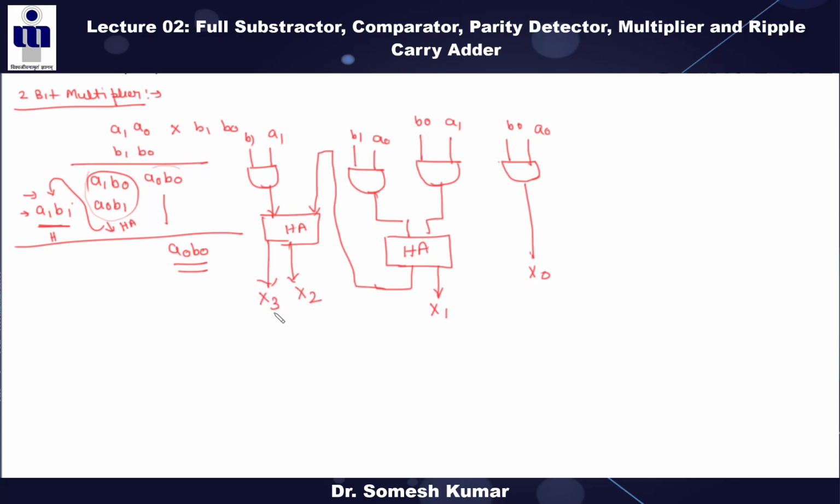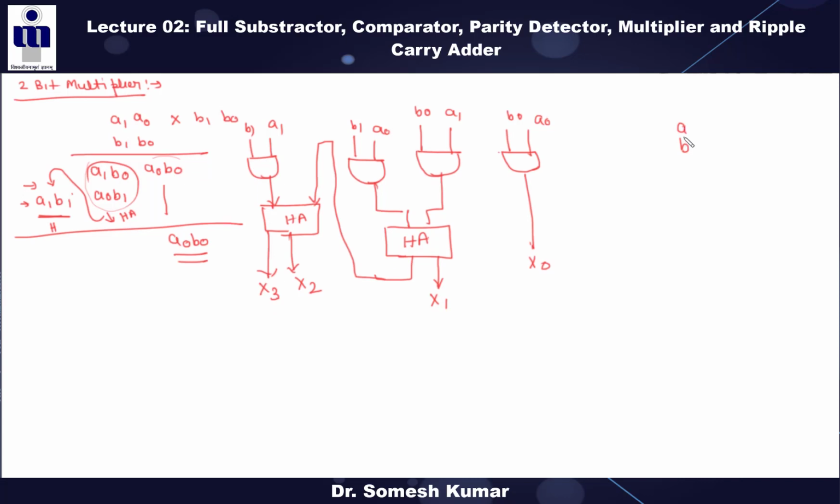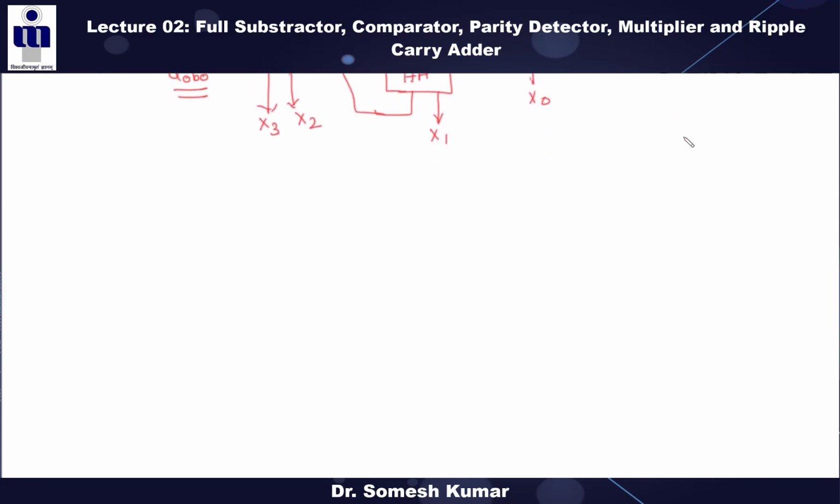Now we will discuss the next adder circuit, that is called the parallel adder circuit. Till now we discussed how to add these two bits A and B. Now if there are more than two bits, then that is called the parallel adder circuit. Clear? So just a minute.